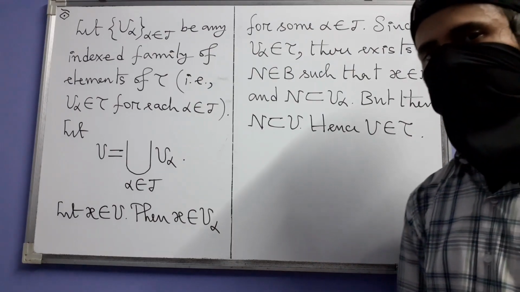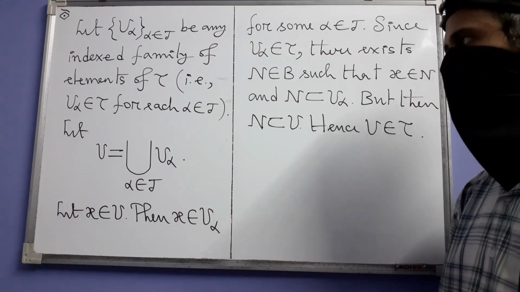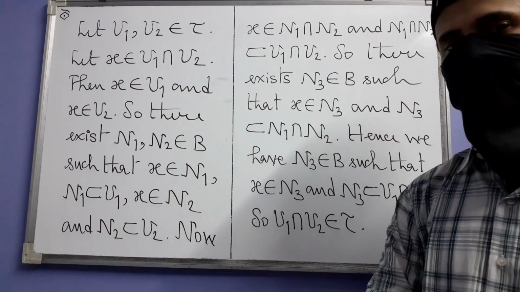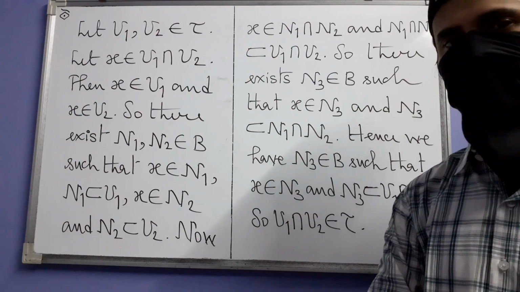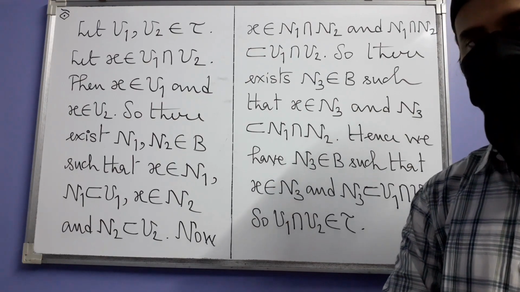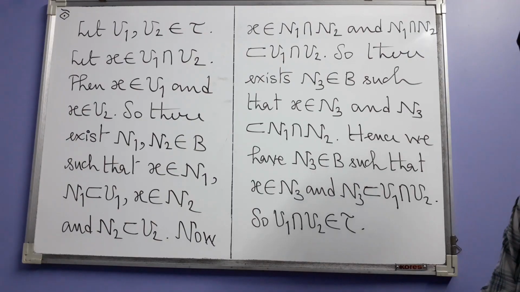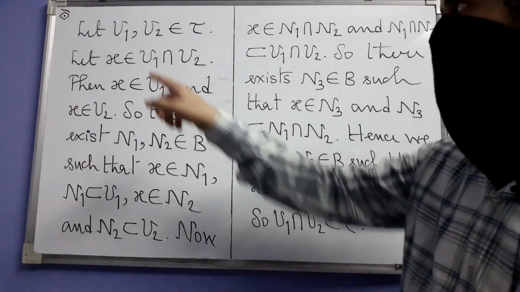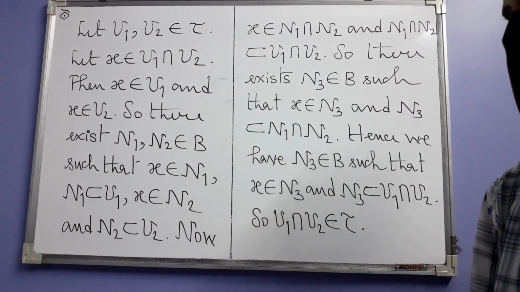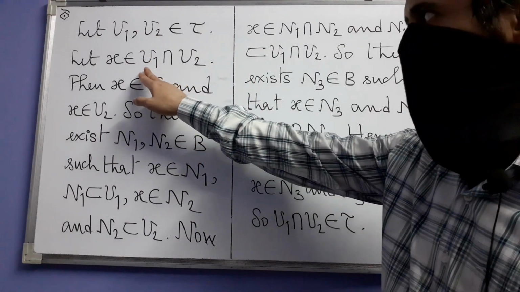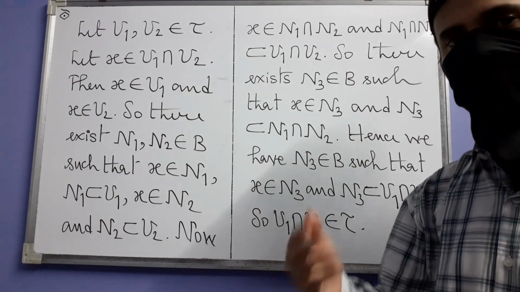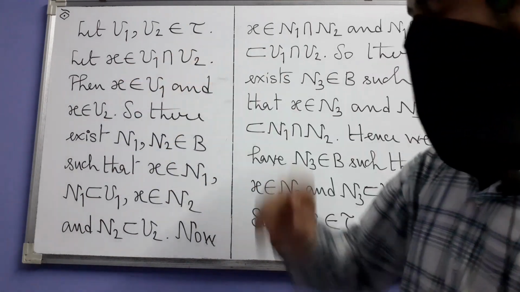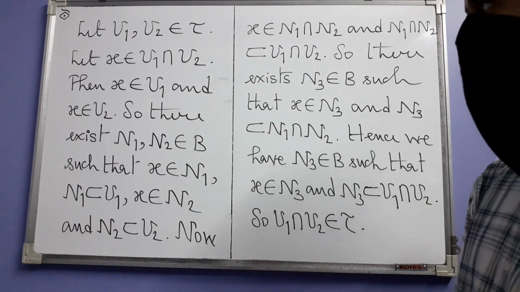Next we go for finite intersection. For finite intersection, we are not straight away going to the general case where we have any finite number of sets involved. Let us first consider the case where we have only two sets, U1 and U2 in tau. Our aim now is to prove that U1 intersection U2 is also in tau. So we take any element X in U1 intersection U2.